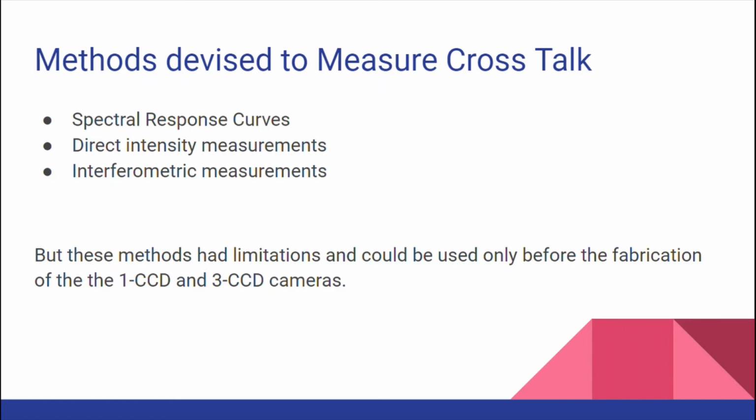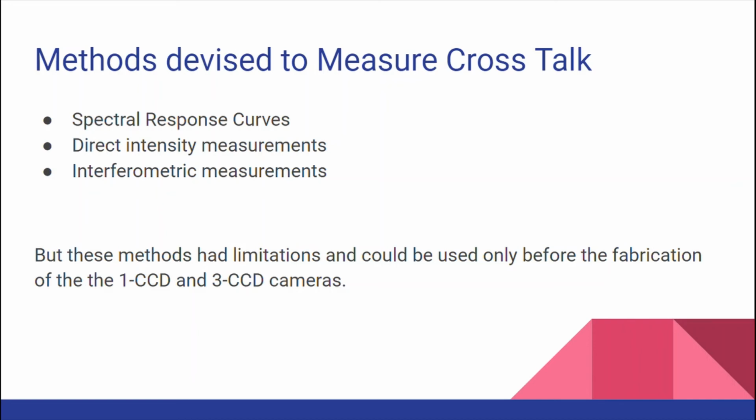And now you can see that all the methods which we use to measure crosstalk have to be done before the fabrication of the cameras. Now, why is it so? Because the spectral response curves also depend on the transmission spectrum of the color filters involved and the coating of the prism optics, etc. This happens because, apart from the lenses, the spectrum which the cameras can observe is very much altered by the color filters present there. Could be a Bayer mosaic filter or other filters.